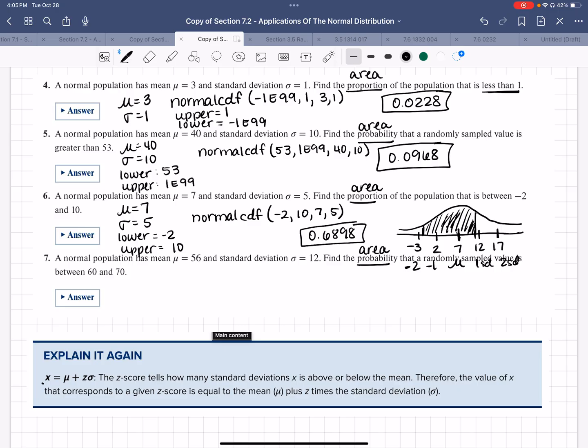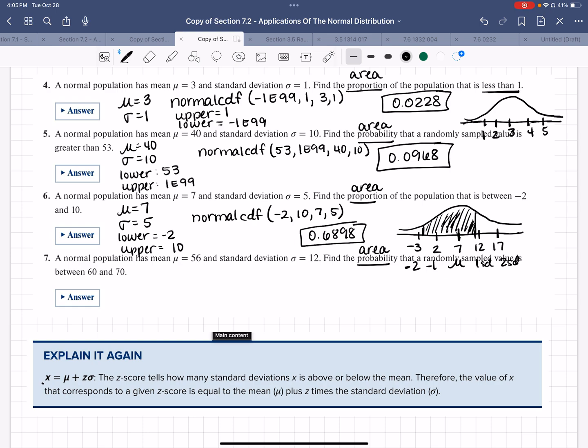We can go back and look at pictures of number 4 also. I should have given you a picture on that one to start with and explained it, and I apologize for that. Our mean here is 3 and our standard deviation is 1. So 1 standard deviation away would be at 4 and at 2. This is asking me to find the proportion, or area, or probability of the population that is less than 1. Two standard deviations away puts me at 5 and at 1.